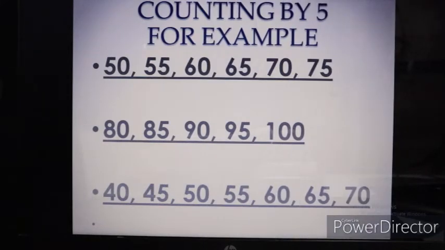More examples of counting by 5. 50, 55, 60, 65, 70, 75. 80, 85, 90, 95, 100. 40, 45, 50, 55, 60, 65, 70. Skip counting by 5s is counting every fifth number. In skip counting by 5, all numbers end with a 5 or a 0. It is nothing more than just counting by skipping numbers.